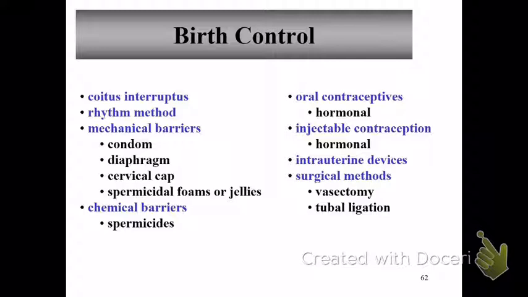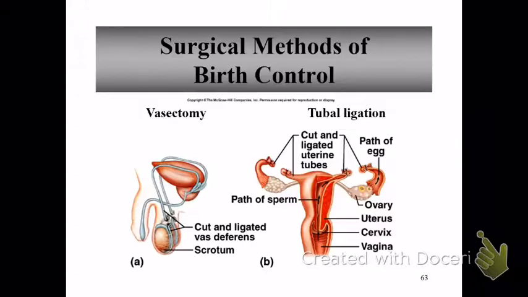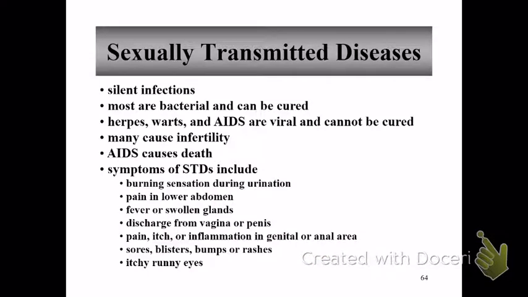I will say one thing I know, abstinence, not having sex, 100% effective, right? All these are not 100%, but if you don't have sex, 100%. So this is just kind of showing you the surgical methods. On the left, you'll see a vasectomy, cutting that vas deferens. On the right, you'll see a tubal ligation, cutting the oviducts, or oviduct, uterine tube, fallopian tube. All those words are the same.